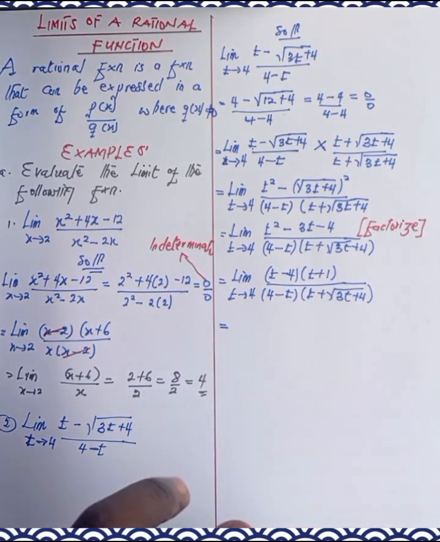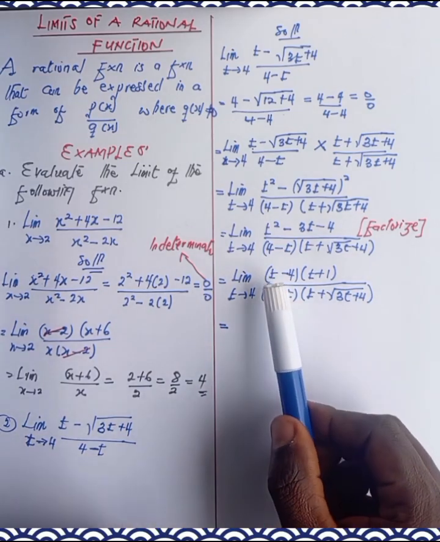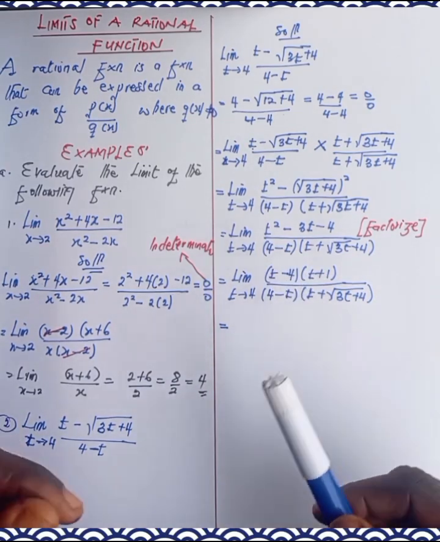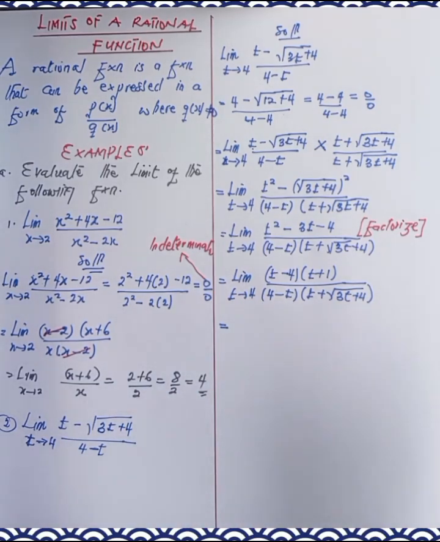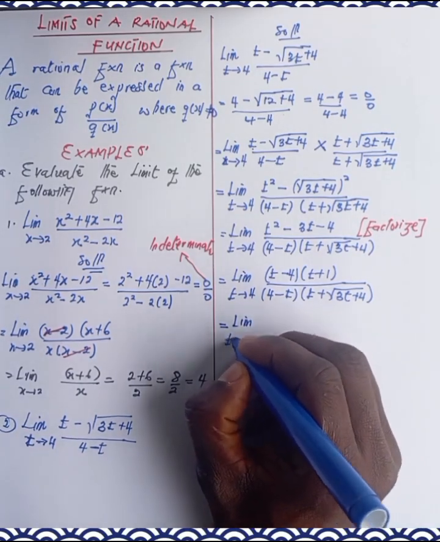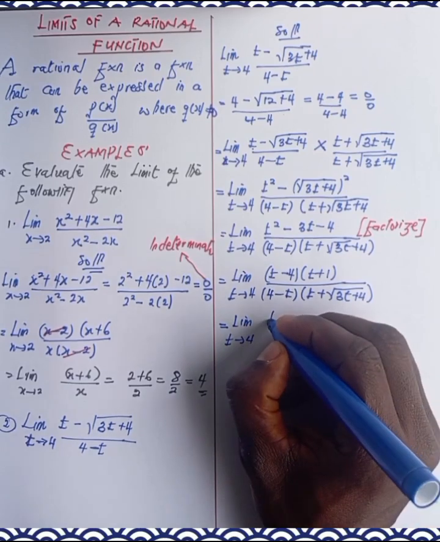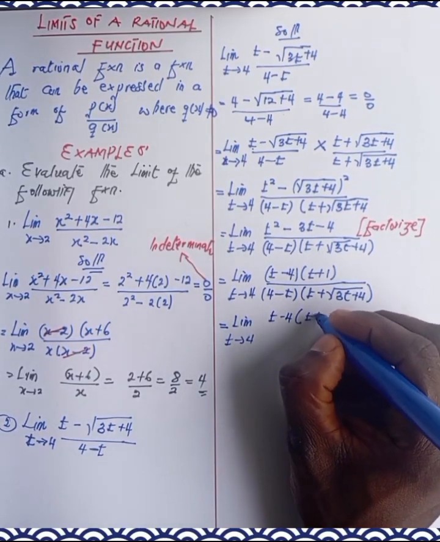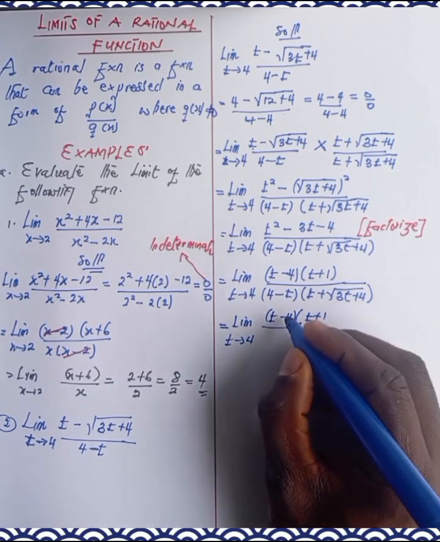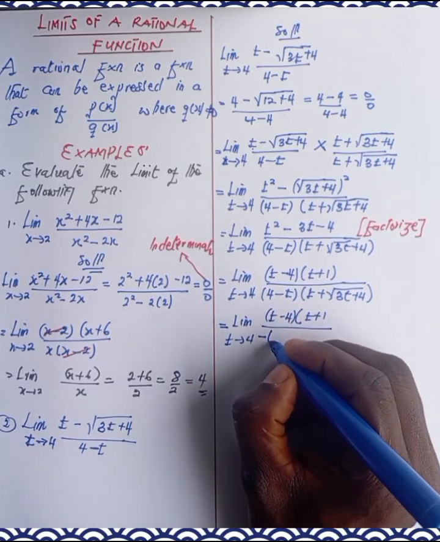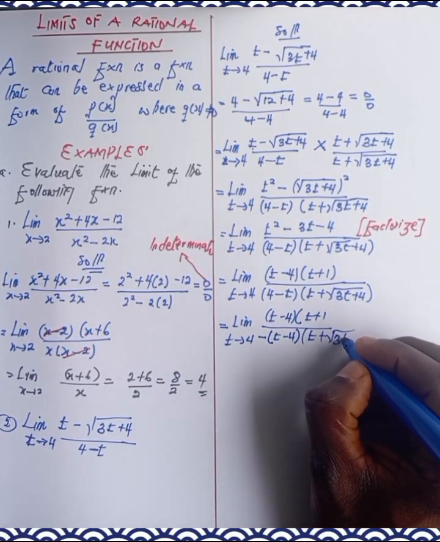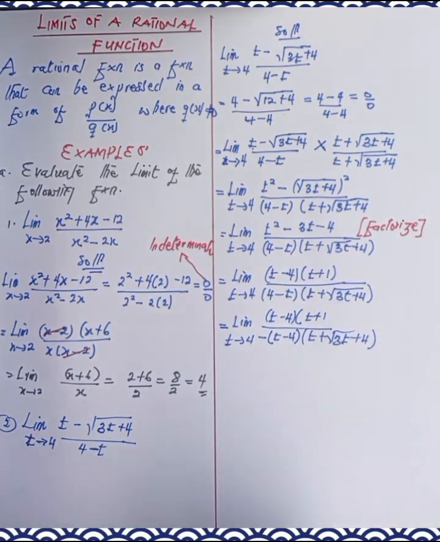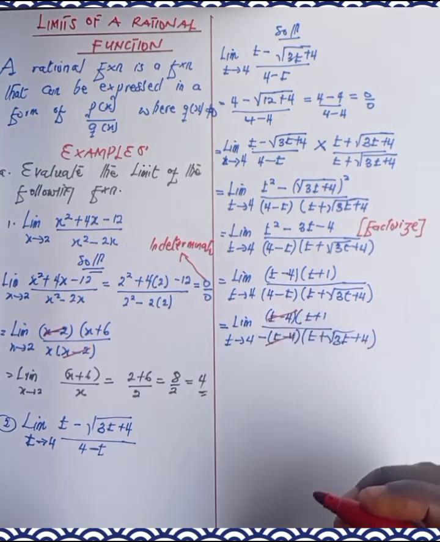So we can see that we want this to cancel this, but you can see that we have t minus 4 and this one is 4 minus t. So what must we do? We just have to factorize the negative out from 4 minus t. So we are going to get the limit as t approaches 4 of (t minus 4)(t plus 1). When you factorize the negative out, we are going to get negative (t minus 4)(t plus root of 3t plus 4). Now you can see that t minus 4 and t minus 4 will go. So this and that will vanish.